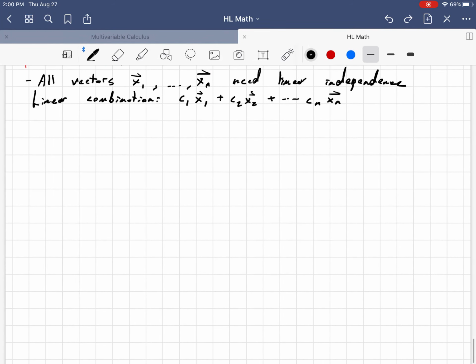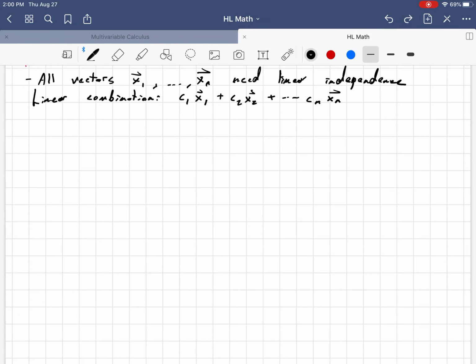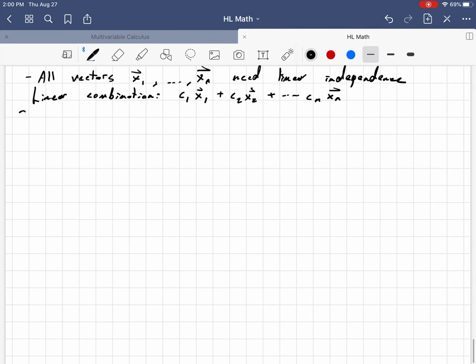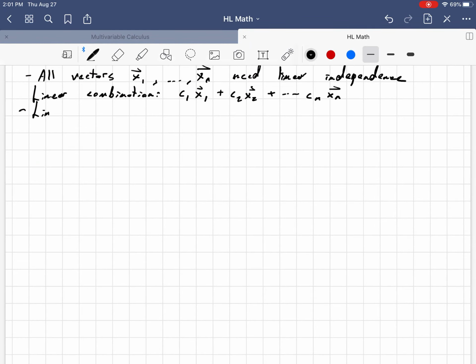Now, the bulk of this, so the hardest part of proving this theorem, is that linear independence implies diagonalizability. And so what does it mean for a matrix to be diagonalized?